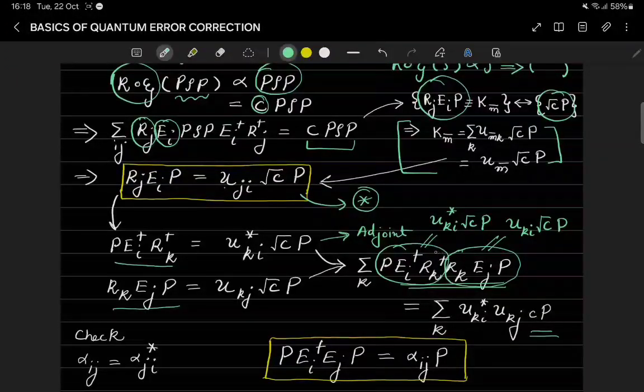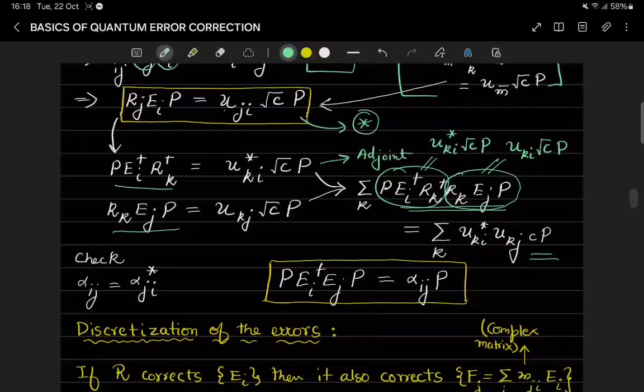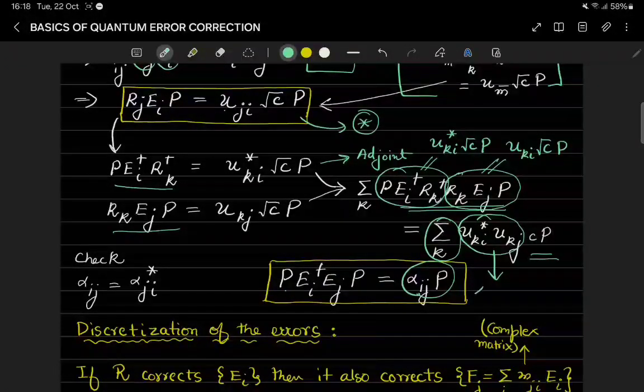So it is important to know that the recovery operation forms a complete set, so the Kraus operators are complete, but for the error operation it might be trace non-increasing only. So with this idea we can say that P E_i dagger E_j P is alpha_ij P, where alpha is of this particular form along with the summation. So I have not explicitly written, alpha_ij is summation over k u_ki star u_kj. So with this we are done with the proof.